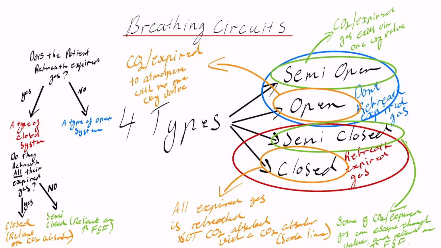For our open systems, if your answer was no to the question, does the patient rebreathe expired gas? Then the next question you would ask is, do they expire through a one-way valve? And the options can either be yes or no. And if the answer is yes, then it's a semi-open system. And if the answer is no, then it's an open system.